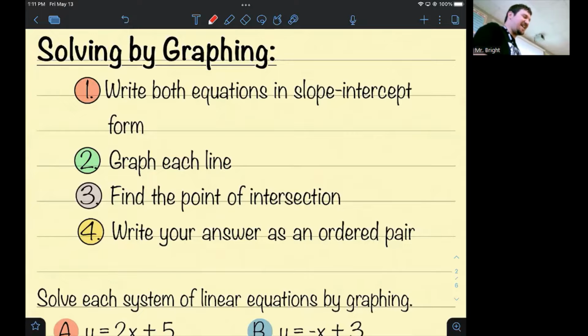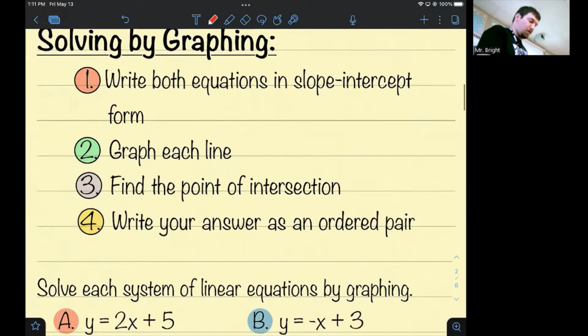All right, here are your rules for solving by graphing. Write both equations in slope-intercept form. That's important because you have to be able to graph them. Graph the lines, find the point of intersection, and then write that as an ordered pair.